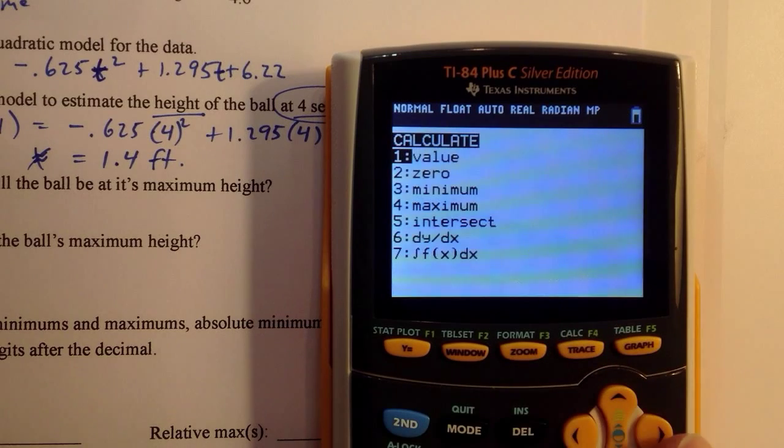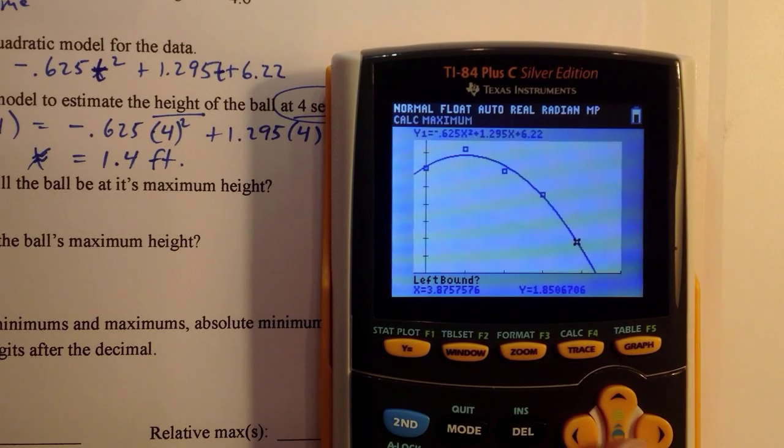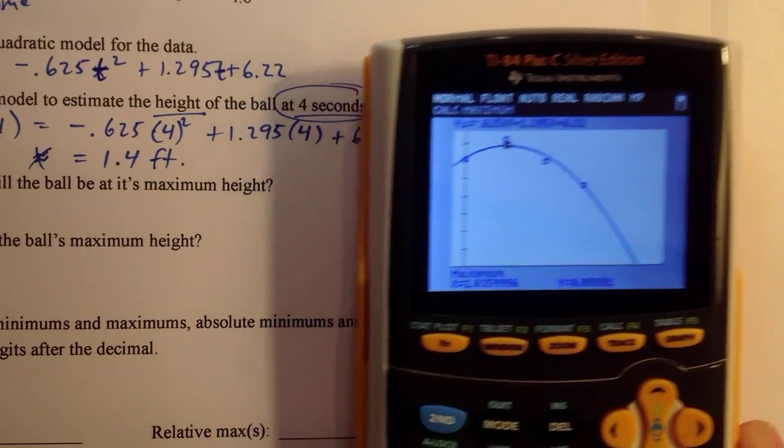So you do second calculate, maximum, and then we're going to move the cursor to the left of the high point, enter, and then we're going to move the cursor to the right of the high point, enter, to mark the right bound, and then we're going to mark the guess somewhere close, and we see when will the ball be at its maximum height. We see the vertex now.